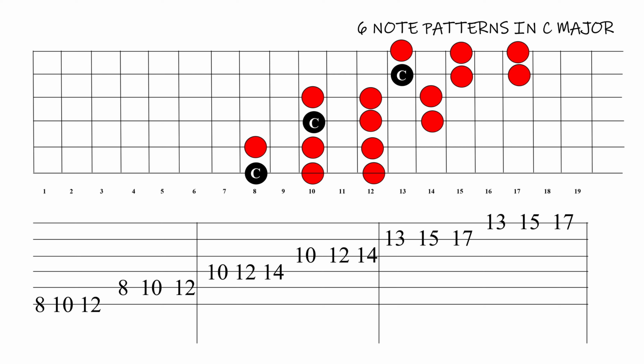Move it ahead 2 frets to 10, 12, 14, 10, 12, 14. Move it ahead 3 frets, and you'll have 13, 15, 17, 13, 15, 17. And again, the notes are just alphabetical, so you have C, D, E, F, G, A. And then just repeat it, okay? And let's see what that looks like on your guitar.